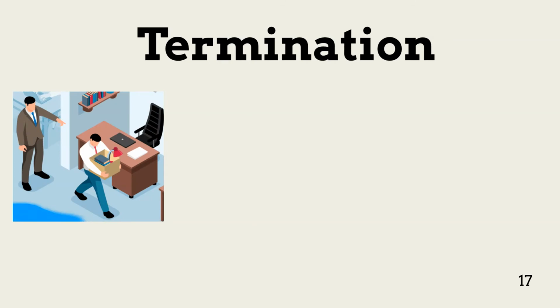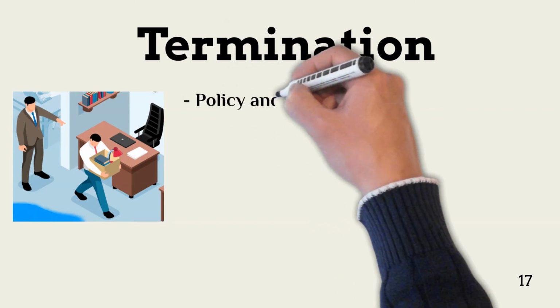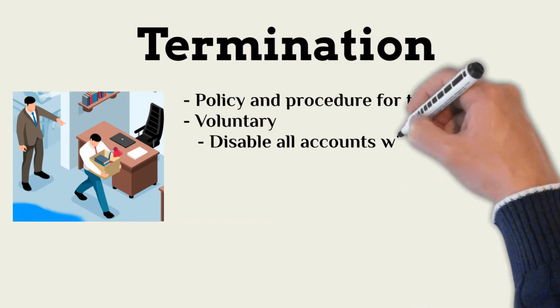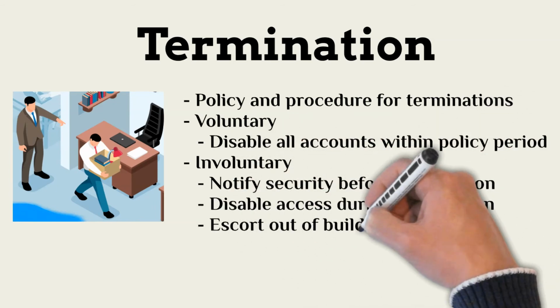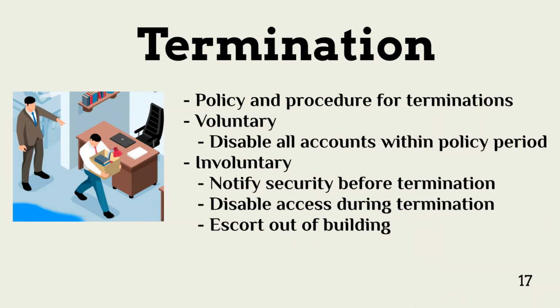Correctly managing terminations is an essential piece of personnel management. It helps prevent insider threats because of retaliation or other motives. Termination management begins with a policy that specifies how security is to be notified of terminations and when. Procedures are then created for both voluntary and involuntary terminations. Voluntary terminations, an employee quitting on their own, result in disabling all access within a period specified in the policy. This period should consider what the former employee had access to.